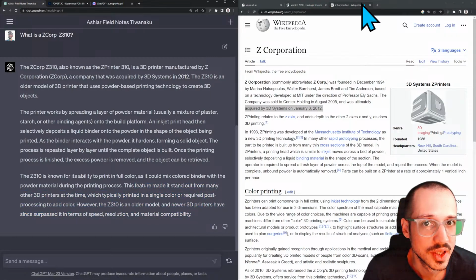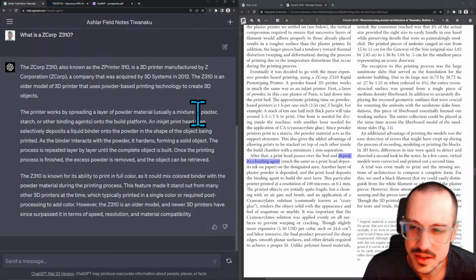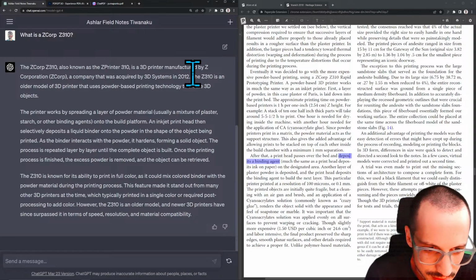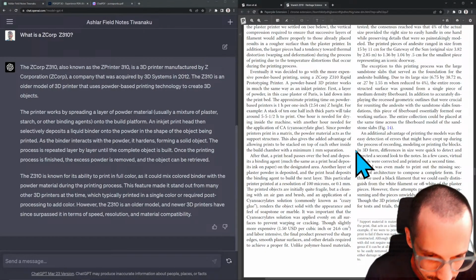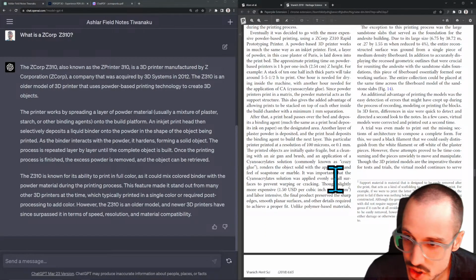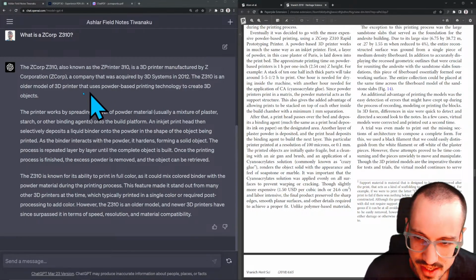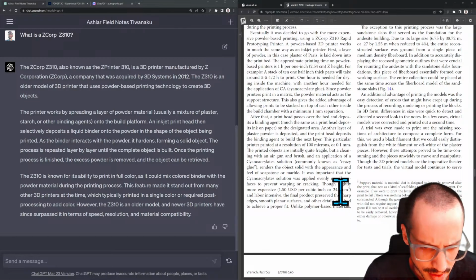God damn. Dude, GPT-4 knows about printers from like the 80s. Maybe it's not the 80s. This is like a 2000, sorry.